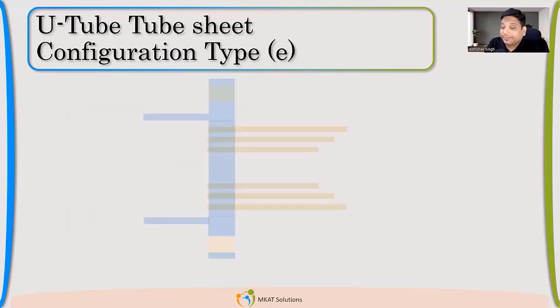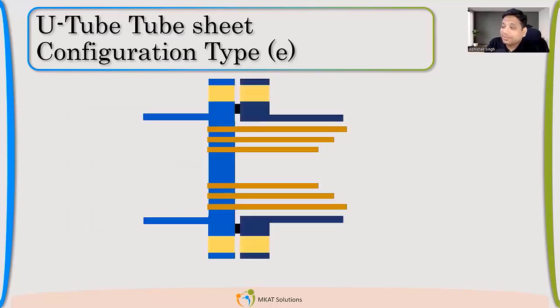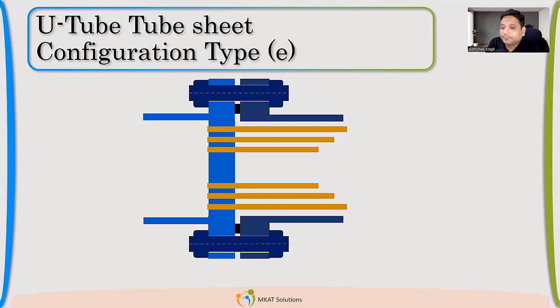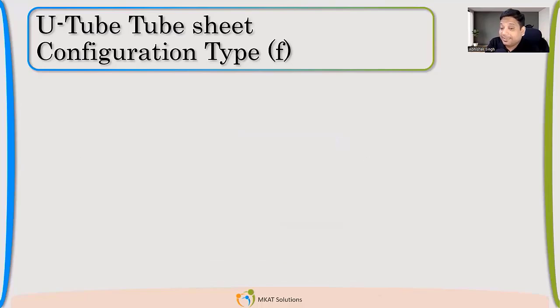Great. Now E type. Now we are going in the opposite direction. The tube sheet is now integral with the channel. Just by my saying tube sheet integral with channel, you should be able to draw this configuration. You don't have to remember, just by knowing the name, you'll be able to draw, if you understand integral means welded. So this is type E.